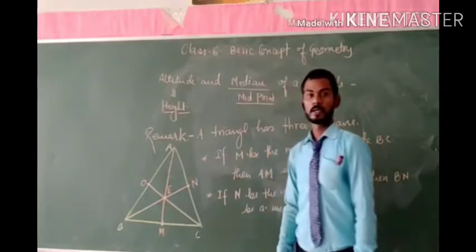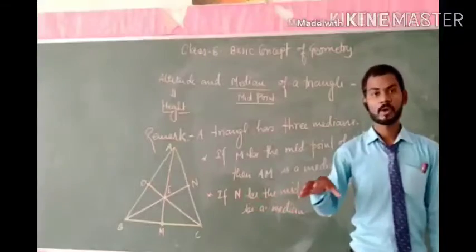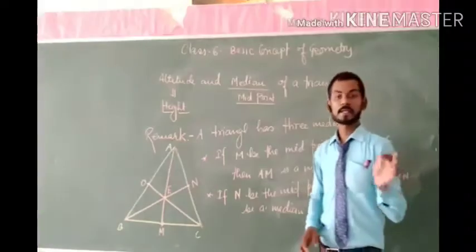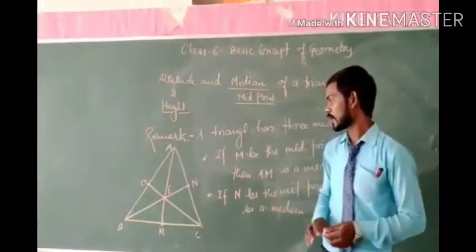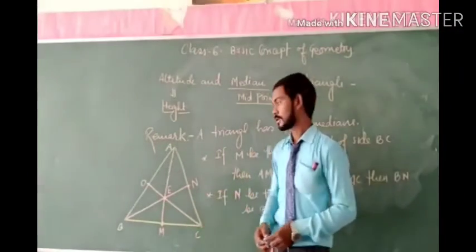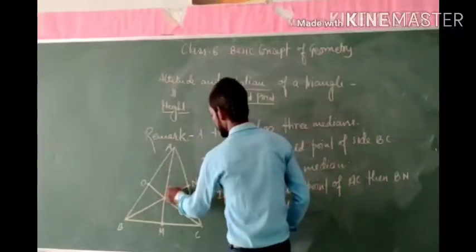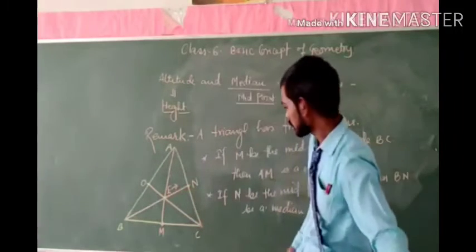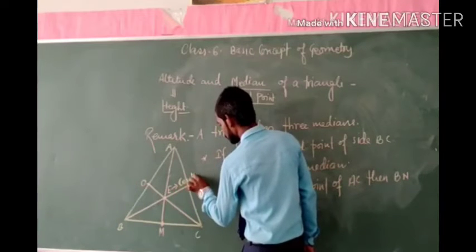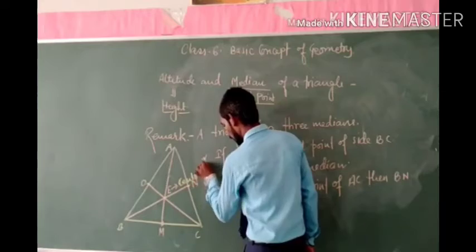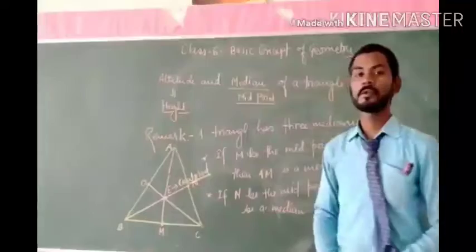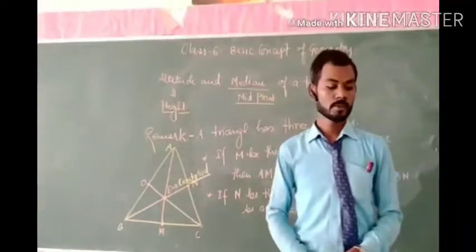Here in the triangle we can see that all these three medians intersect each other at the point E, so the point E is known as the centroid of the triangle. Here, E is the centroid. So we can write E is the centroid. I hope median and altitude of the triangle is clear to everybody.